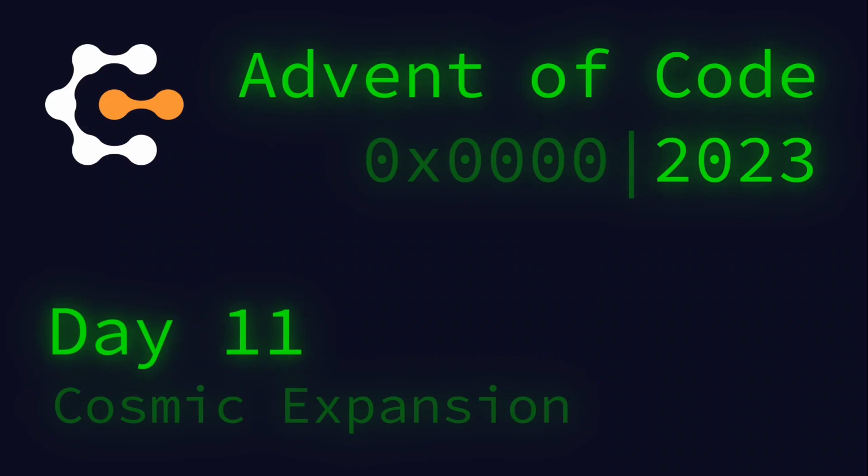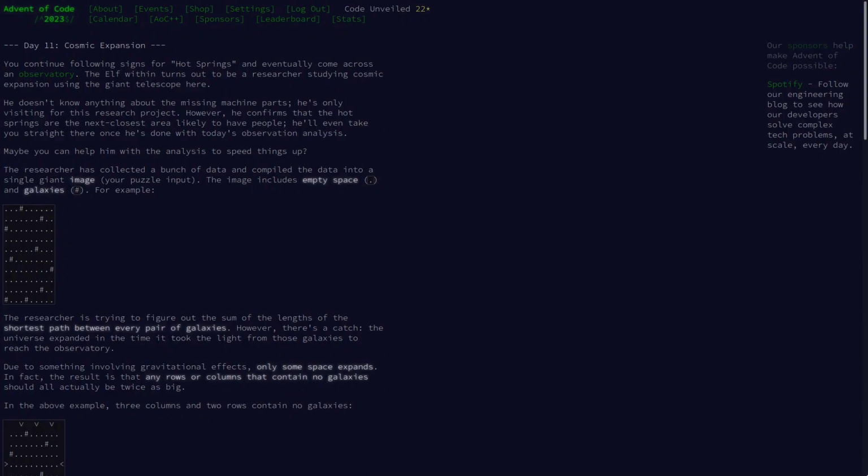Today we are exploring Advent of Code 2023, Day 11, Cosmic Expansion. I am going to show you 10 lines of code which solve it in 110 milliseconds. Let's dive in. We are given a giant image of the universe with galaxies, represented by hash marks.